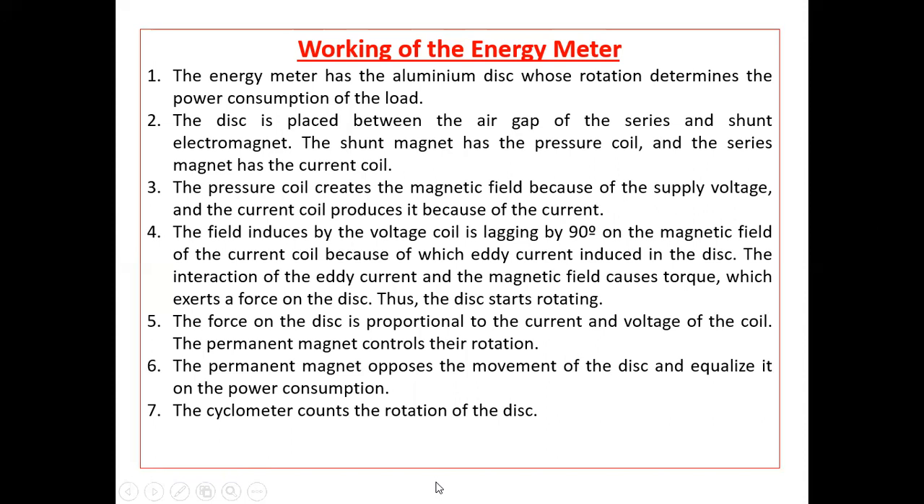This is the construction and working of the single phase induction type energy meter.